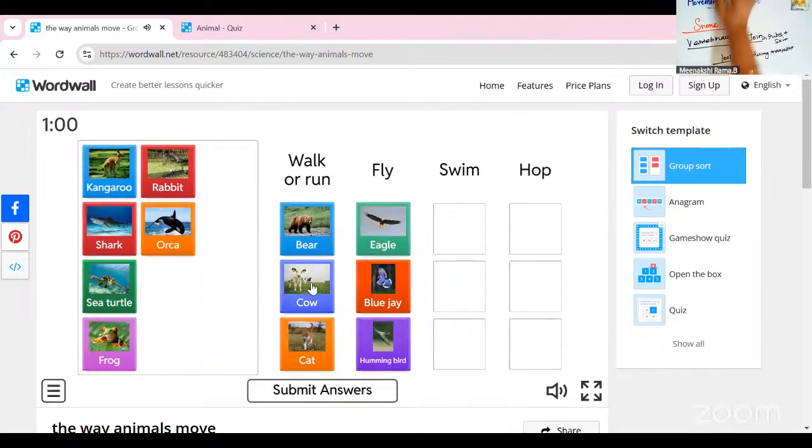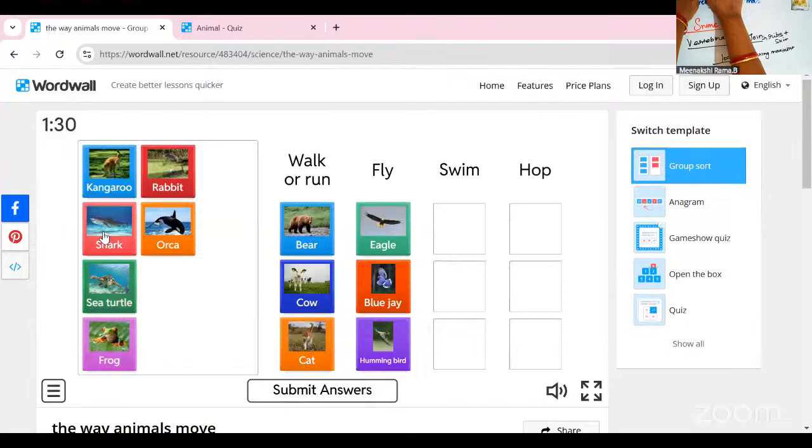So first one, walk or run. That is bear, cat, and cow. These animals are always walking. Walking action is possible for these three animals. And then flying means blue jay, hummingbird, and eagle. These are all birds, so they are flying. Next one is swimming.